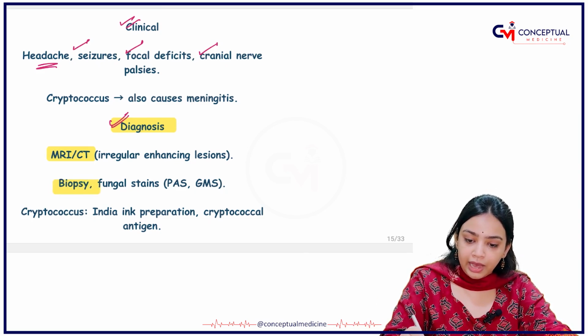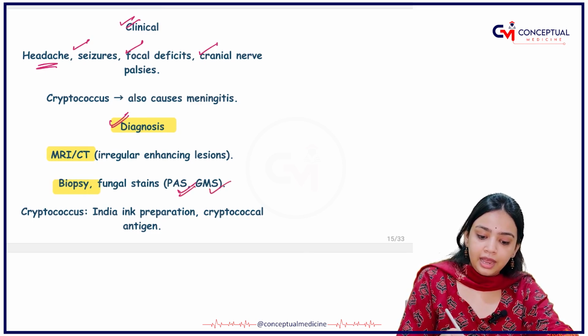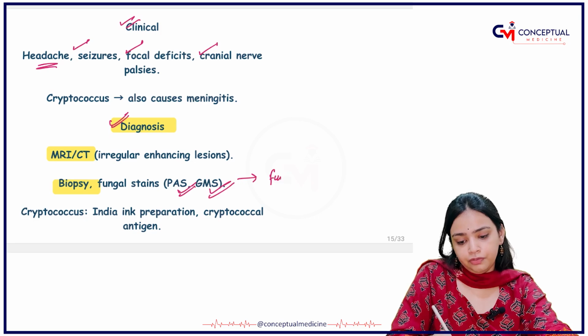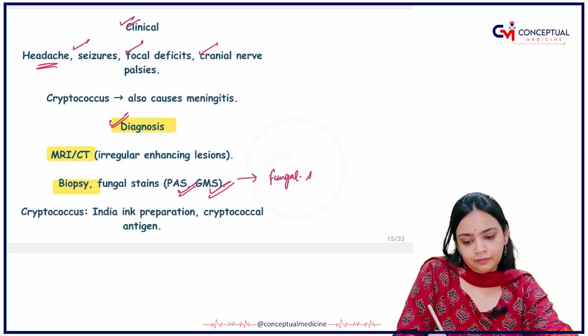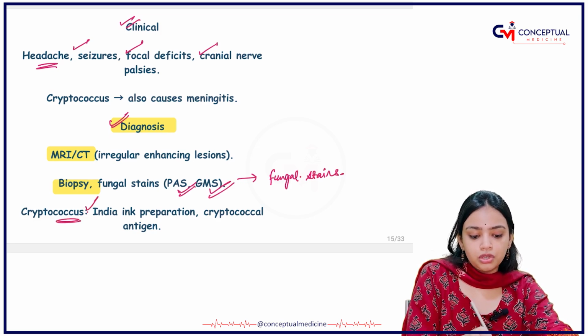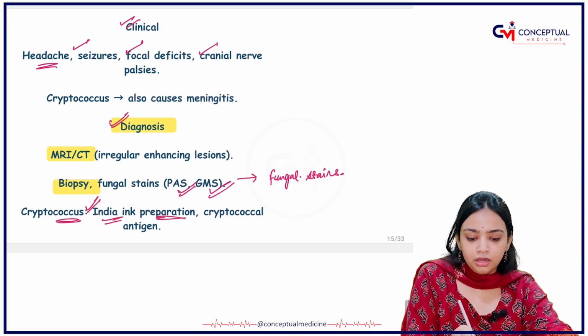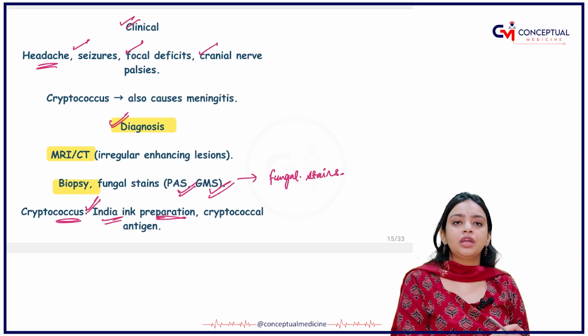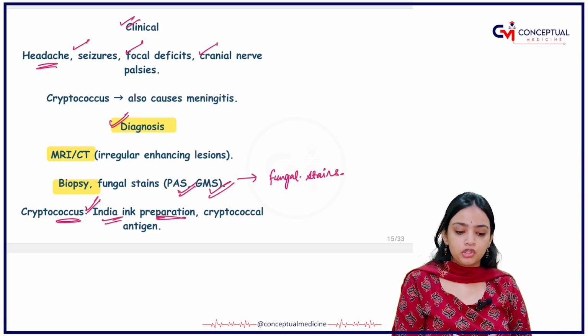Right? For biopsy, you have certain stains like the PAS stain and the GMS stain for fungi. They are basically nothing but your fungal stains. For the Cryptococcus, you use a stain called the India ink preparation. That is mainly for your Cryptococcus, and you will read that in your microbiology lectures as well.